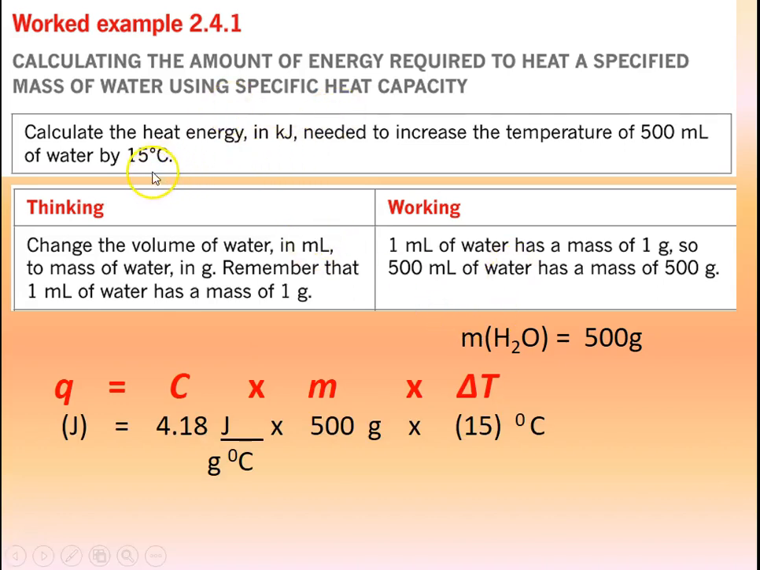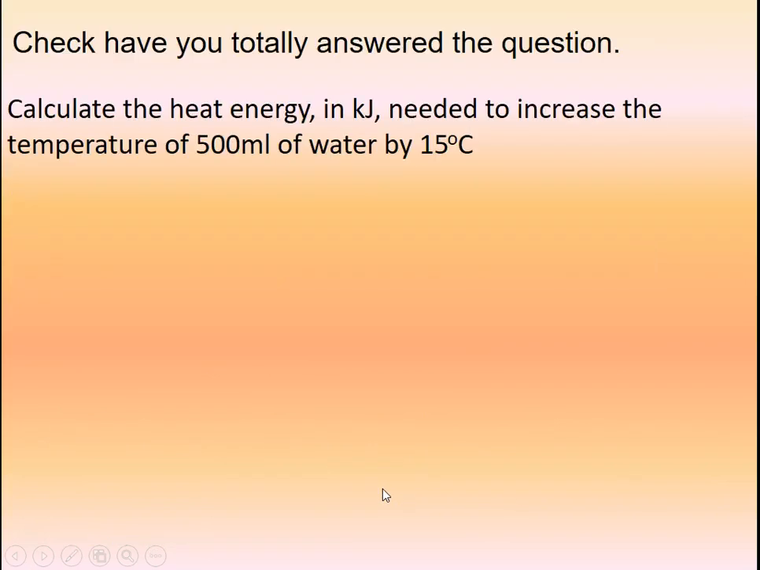It hasn't given you an initial and a final, it's actually given you the change, that it's gone up by 15 degrees. So if you just multiply those, cancel them out, and you'll get 3.14 by 10 to the 4, so 31,400 joules.